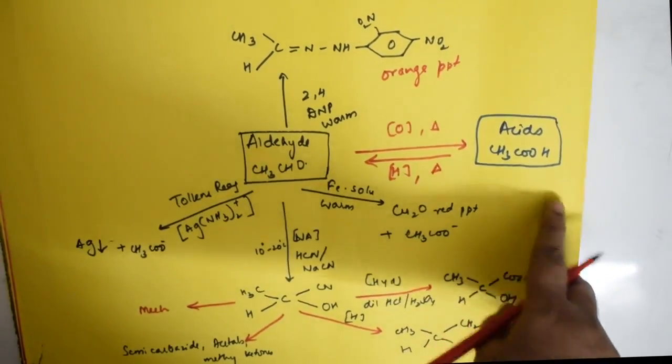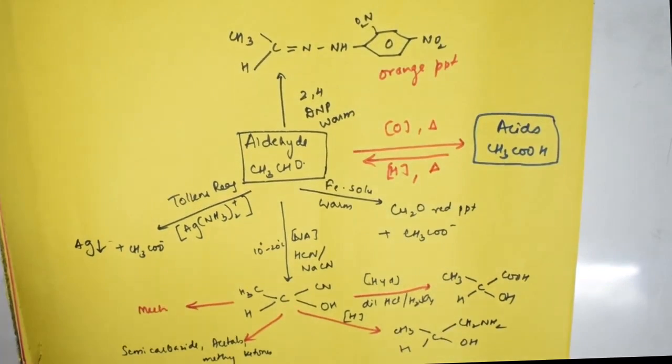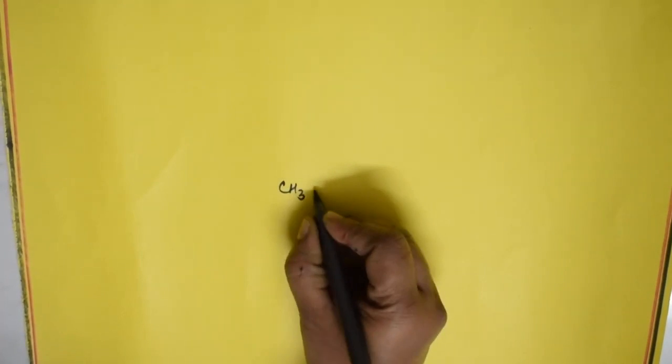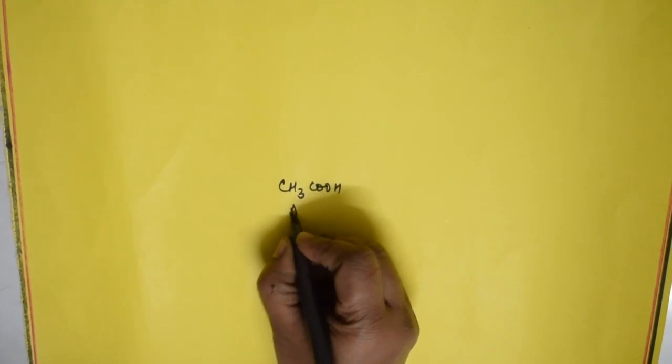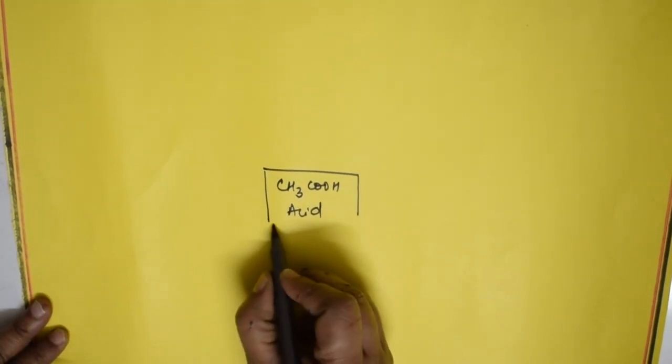So now we will speak about acids. What is going to happen to acids, how do they react? Students, where did we stop? We stopped at carboxylic acids. I have got carboxylic acid through oxidation. Now suppose your carboxylic acid is there, that is CH3COOH. So this is your carboxylic acid. Let us see the important reactions of this.